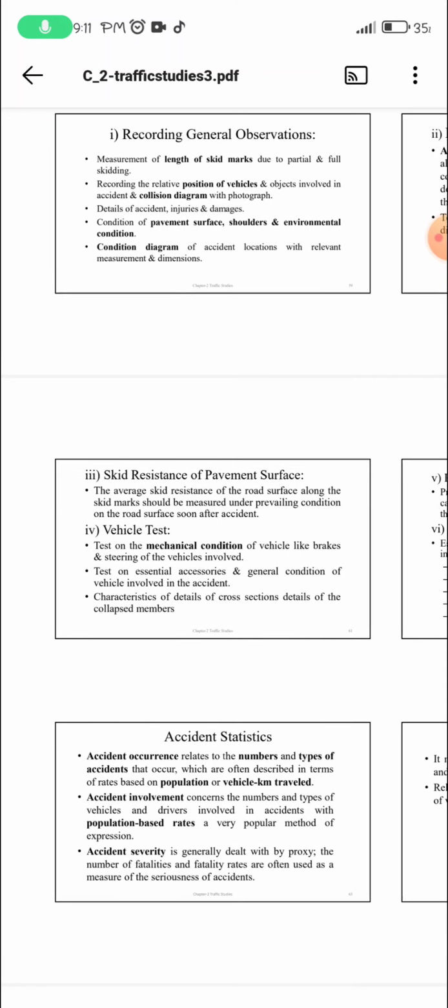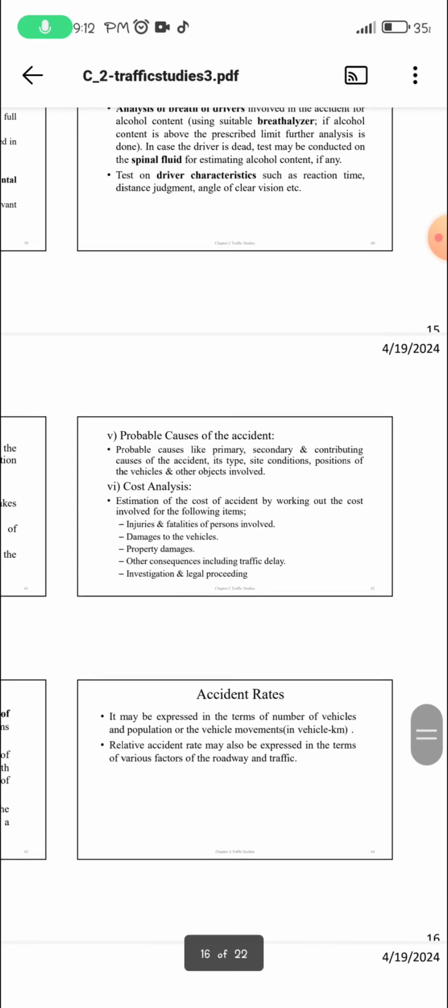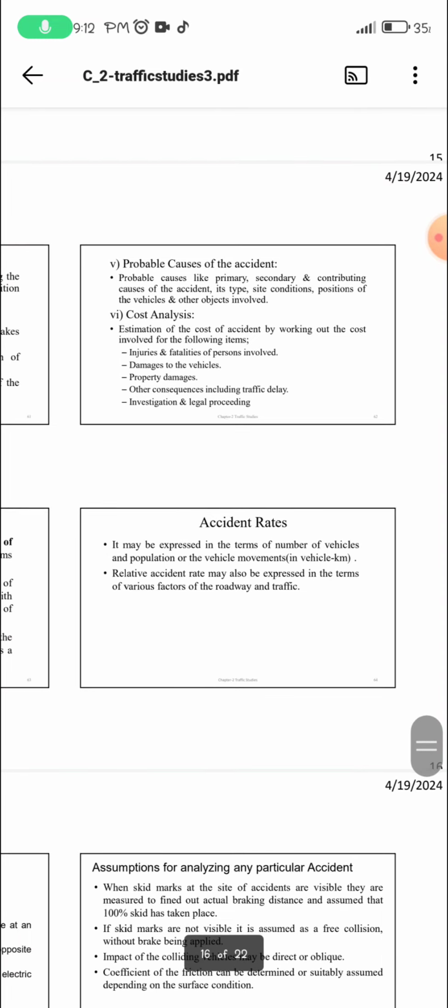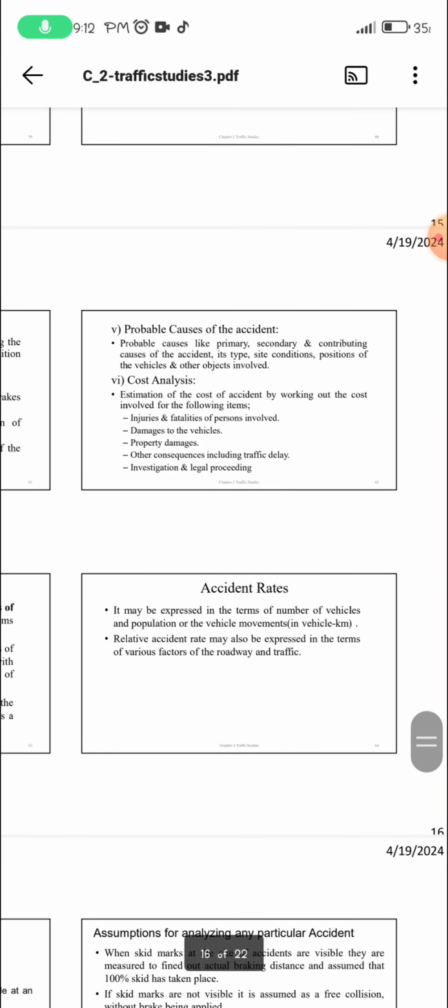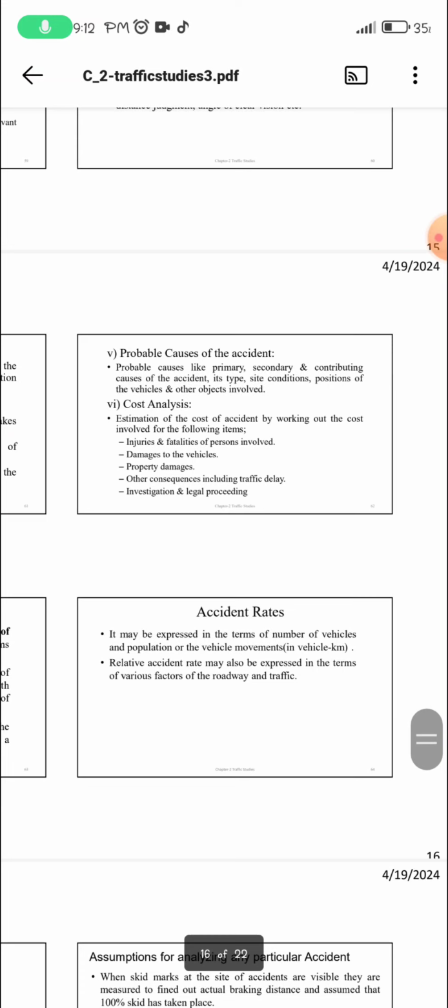Characteristics of details of cross section, details of the collapsed member. Probable causes of accident. Probable causes like primary, secondary, and contributing causes of accident, its types, side condition, position of the vehicle, and other objects involved.